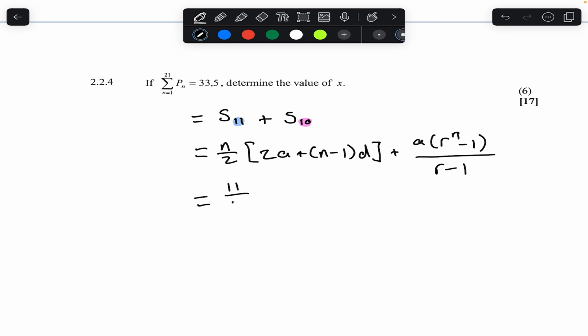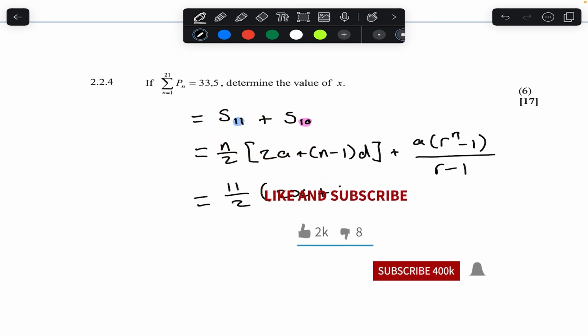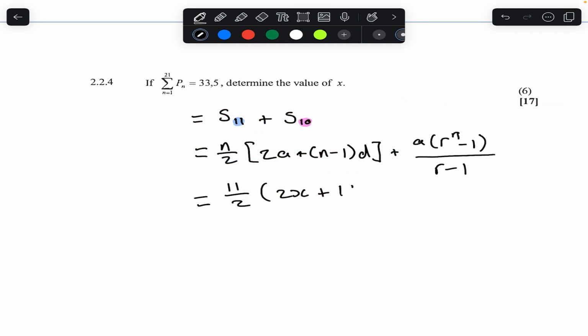So I'll do 11 over 2 times, and now 2x, and then the n minus 1 d, d is also x, so therefore I can say 2x plus 10x. Remember, n is 11, so 11 minus 1 gives me 10 times x, which is 10x, plus my a value, which is a third, my constant ratio, which is also a third, to the power of 10, because I have 10 even terms there, and that is then subtracted by 1, divided by a third minus 1. Now I can simplify.